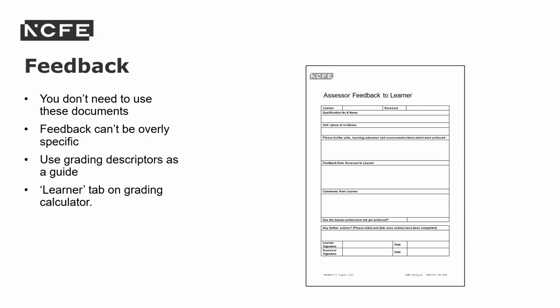The feedback can't be overly specific and directed, so it might be best to use the grading descriptors to assist with feedback. For example, you might say something like, you have described X, but you need to explain the importance of Y. Or you have used some key terminology, but you need to use the key terminology more consistently throughout your work.